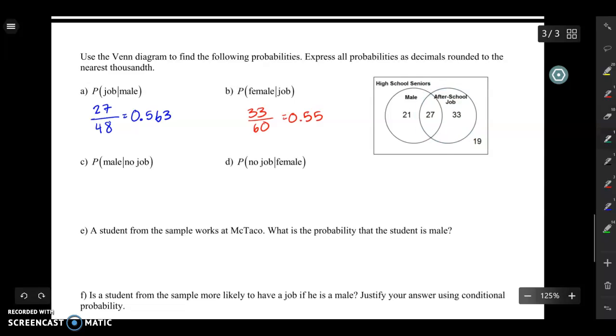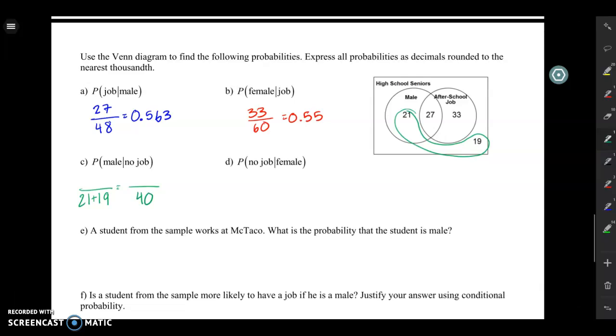Okay, let's use green now. So in example C, I want to know the probability of being male given that you don't have a job. So here, my total on the bottom is going to be the people that don't have jobs. So I'm looking at the people that are not in the after-school job circle, which means I'm looking at the 21 and the 19. That group of people that are not in the after-school job category. So 21 plus 19, that is going to be 40. Okay, so of those 40 people that don't have a job, how many of them are male? And that's 21. We're just looking at the 21 that are in the male circle.